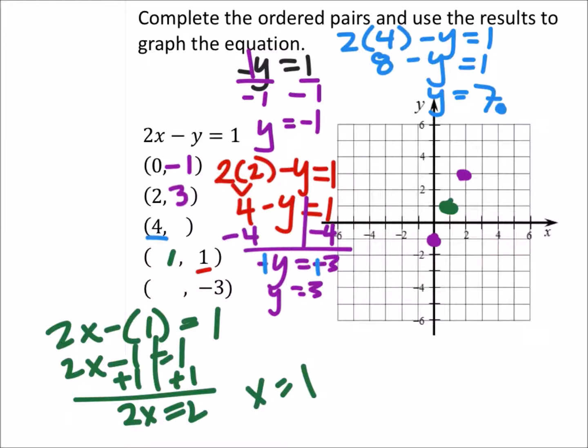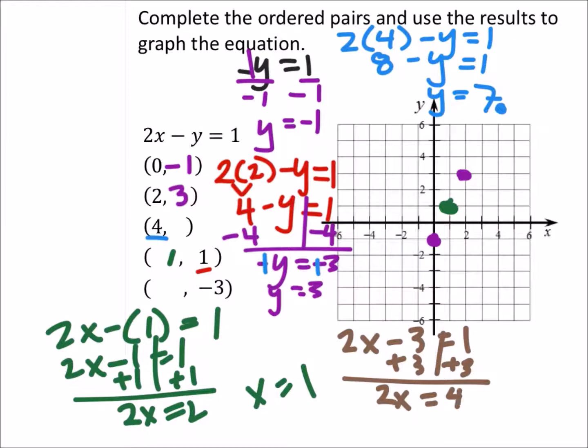Now it wants us to try this with y is negative 3. So we got 2x minus y, which is 3, should equal 1. So I'm going to add 3 to both sides of the equal sign. We get 2x equals 4, divide both sides by 2, and we find x is 2. Well, what was that? That seems good. So I got negative 3.